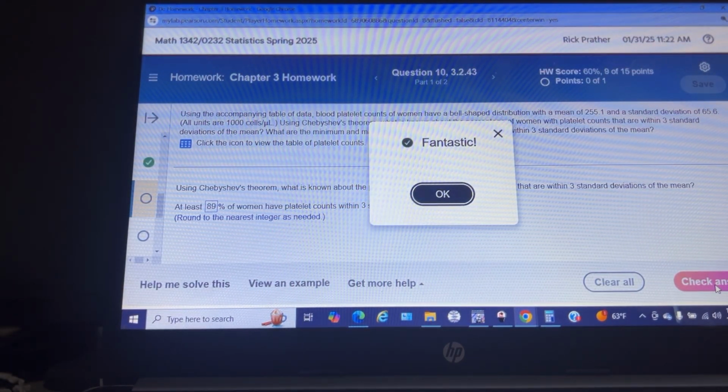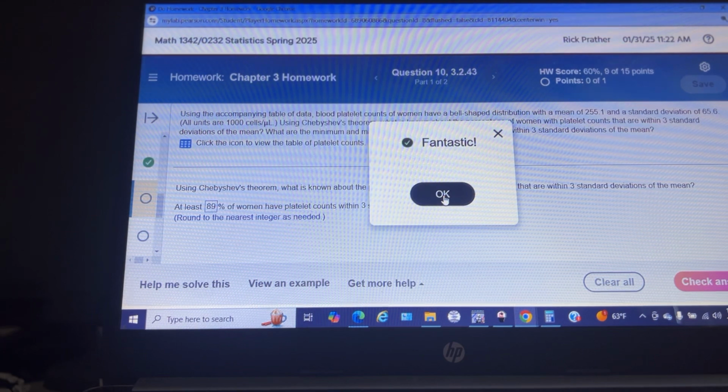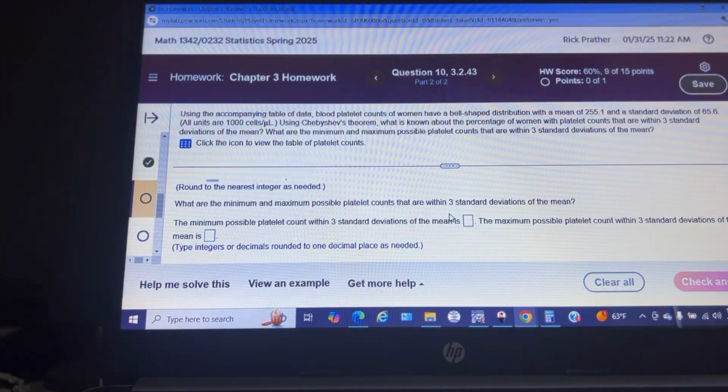So the point of this is, in case not every graph is bell-shaped. It's actually a special thing that bell-shaped and normal distributions happen a lot in nature, but in statistics, not every distribution is normal or bell-shaped.